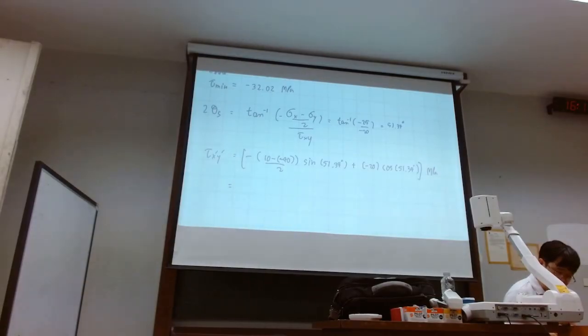So 25, so minus 25 sine of 51.34 minus 20 cosine 51.34. This is 32.02 MPa.